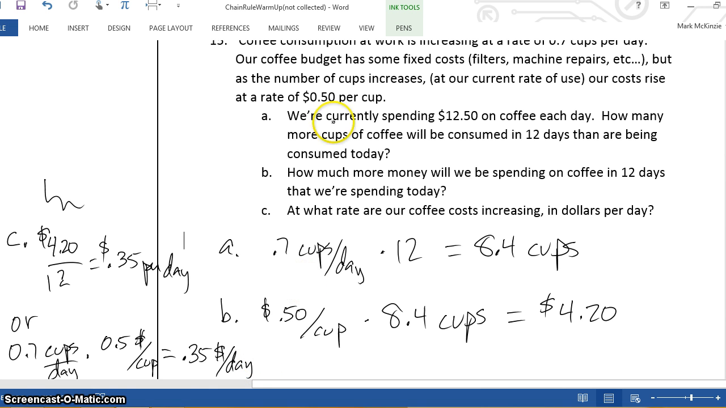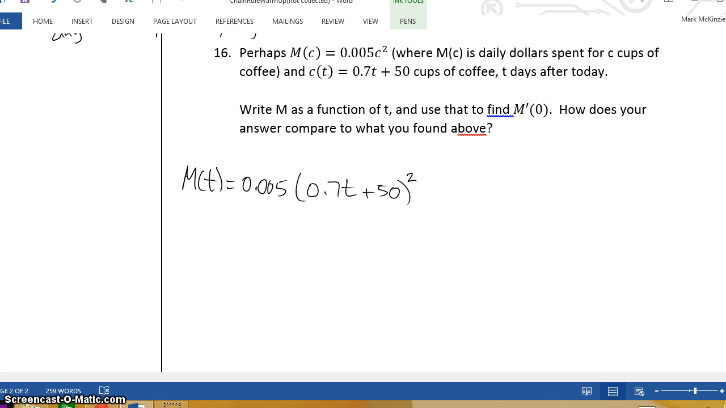And of course, part of the point of this problem is to motivate the way the chain rule works, where we compute the derivative of a composite function by multiplying the two corresponding derivatives of the outside function and the inside function. The last problem gives possible functions for M of C, the amount of money spent when we consume C cups of coffee each day, and function C of T for the number of cups of coffee being drunk each day.